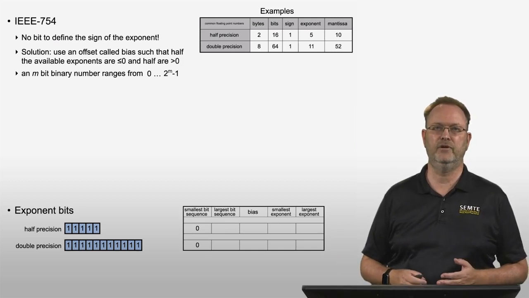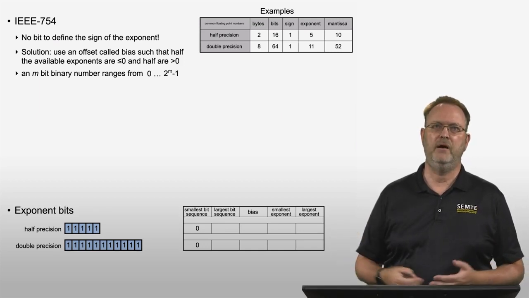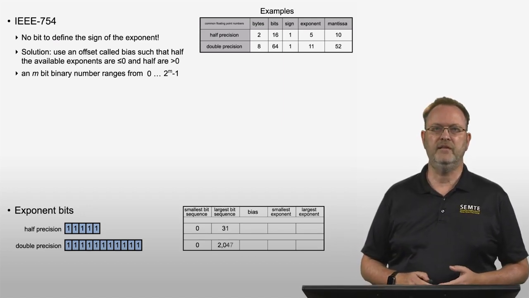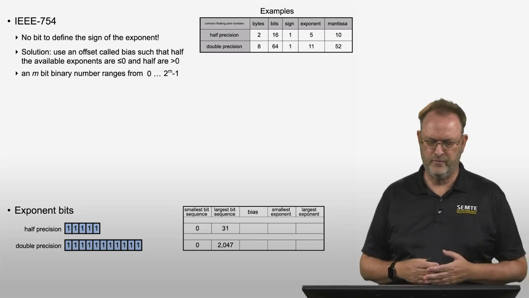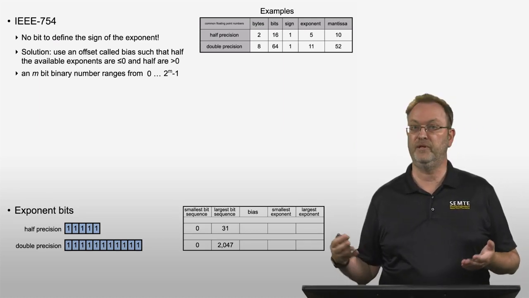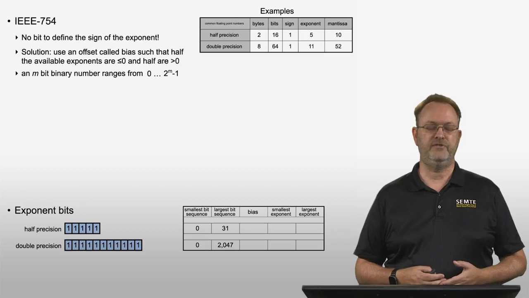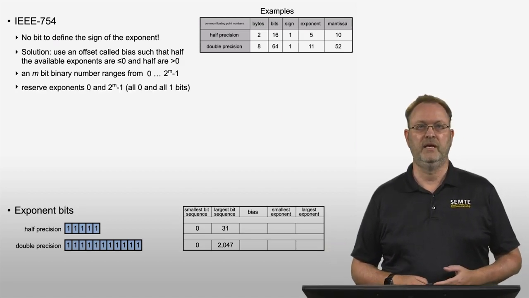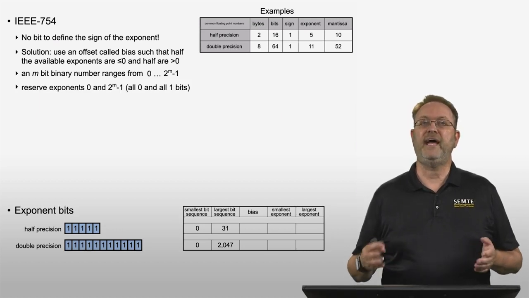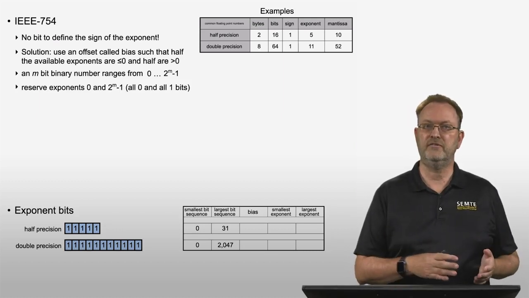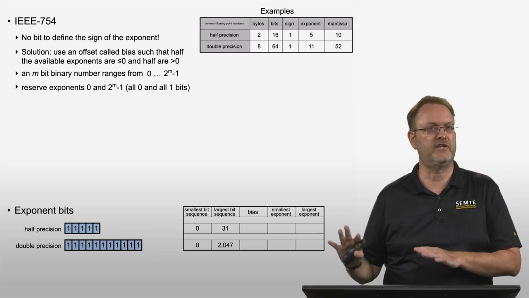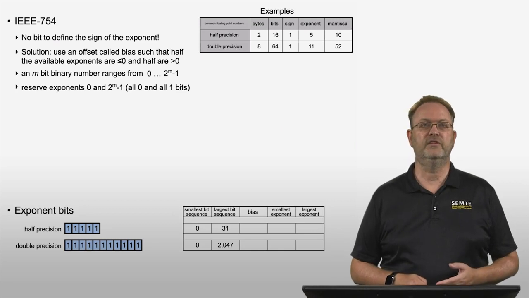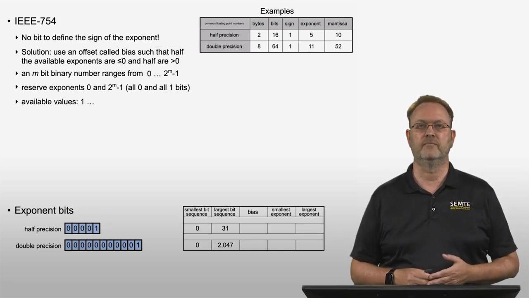So that largest number would be 2 to the power m minus 1 if we have m bits available. So for half precision, the largest possible value would be 31. And for double precision, the largest possible value would be 2047. Now, we are going to reserve exponents of all 0 bits and all 1 bits for something special down the road. So those bit sequences will not be available to us.